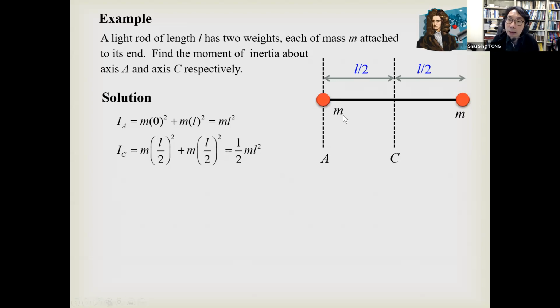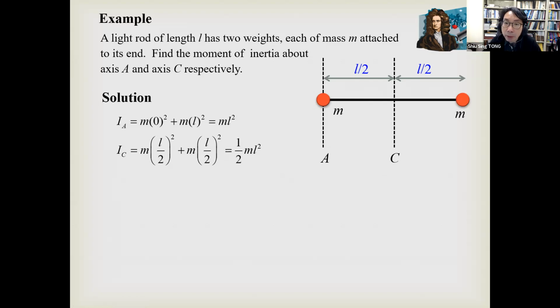Do you know what I mean? Now, the moment of inertia, as I say, depends on the axis. So if you choose different axes, you will be getting different numbers. Okay, and so I now have two moments of inertia. One moment of inertia corresponds to a rotation about axis A, which is at the point mass. And the other moment of inertia, which I call IC, refers to the rotation of this object about the center of the rod.